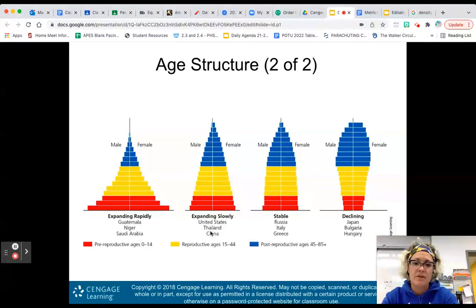Take a look at the countries and where they sit in those. And remember that it's not just births that are affecting this. So if in one of those expanding populations you have people moving into that population in those reproductive years, then they're adding to that particular metric category.